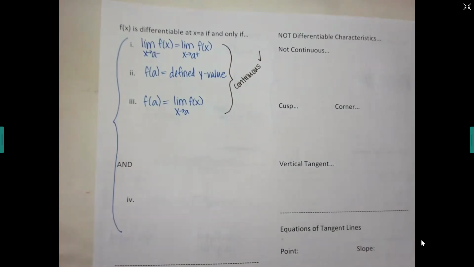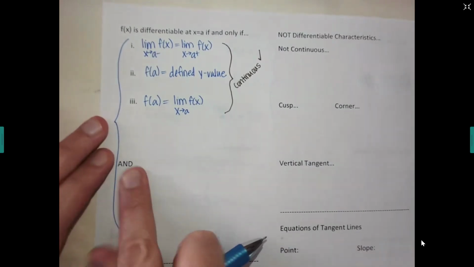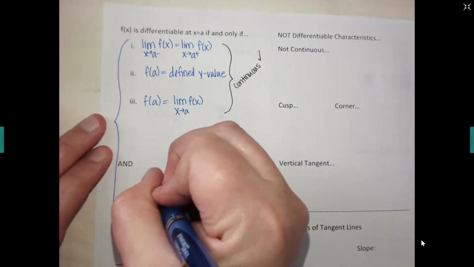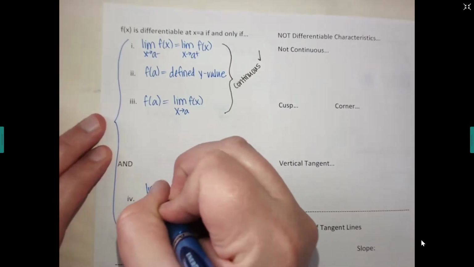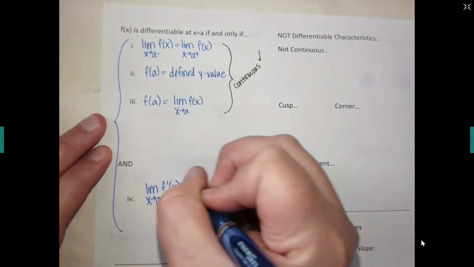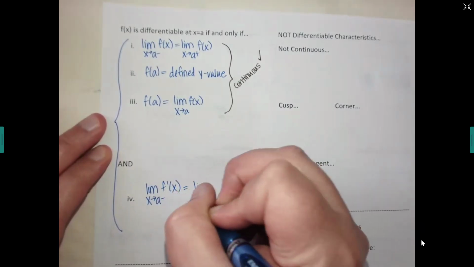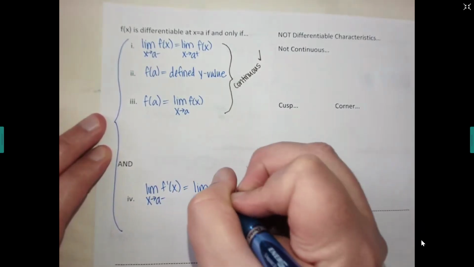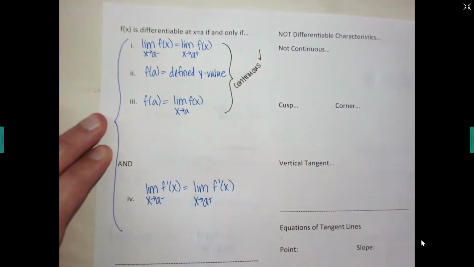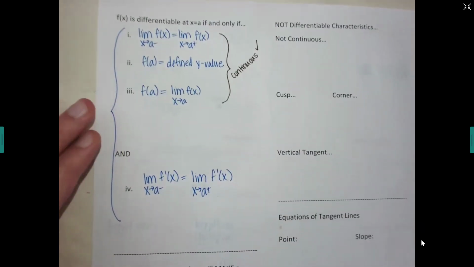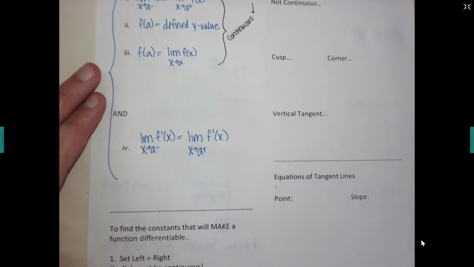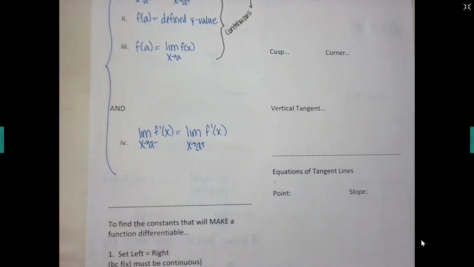The new step that you're adding for differentiable is that the left and right derivatives have to come out the same. So it says your limit as x approaches a from the left of f prime needs to equal your limit as x approaches a from the right. But notice that in that limit, it's not the original f, it's the derivative of f, and they have to equal each other. If they do, then it's continuous and differentiable. Okay?